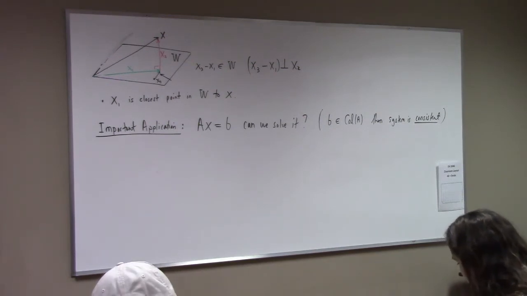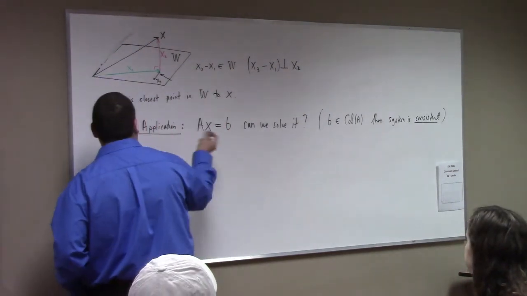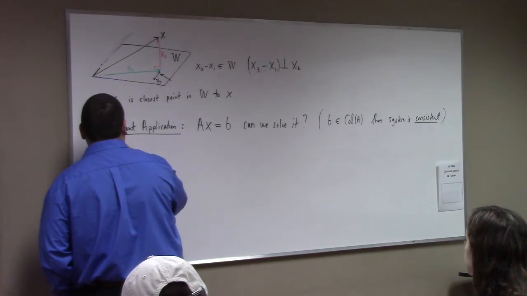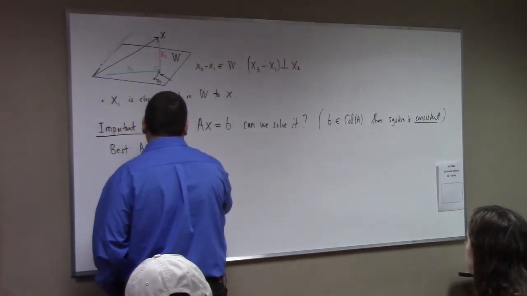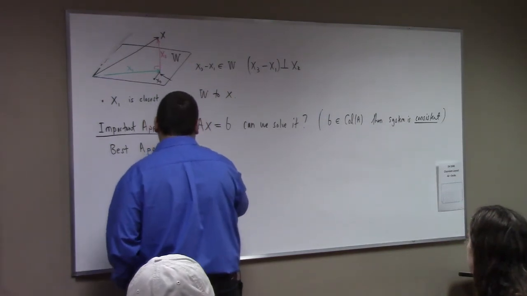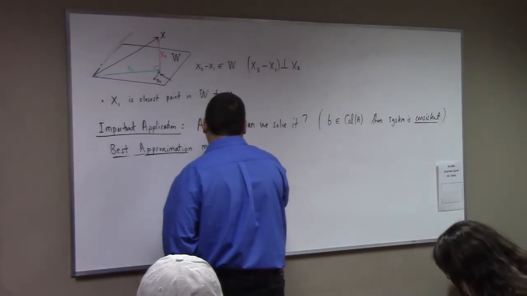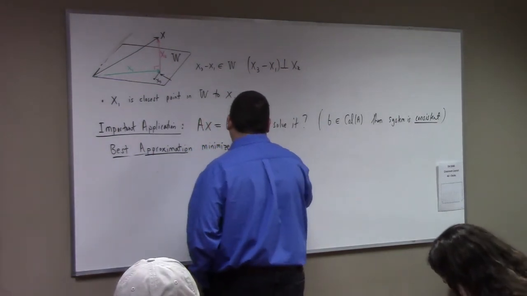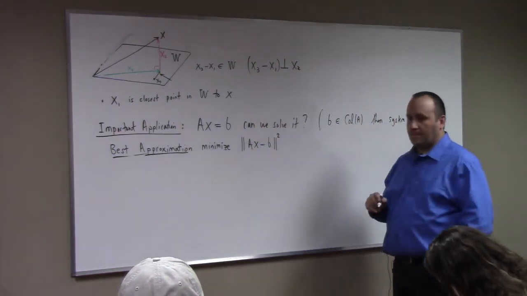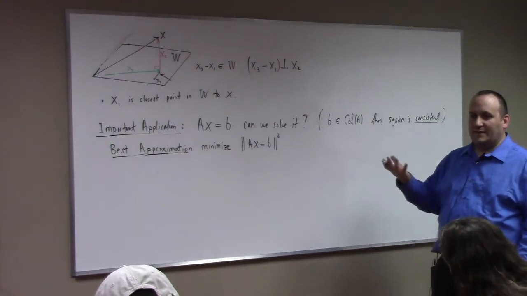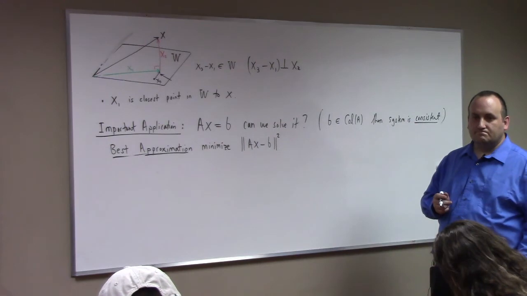But what's the next best thing? So, the best approximation, the least squares approximation, although we tend to call it the solution, would minimize what? The length of Ax minus b, squared. So we'd like to make that as small as possible. That's essentially the length of the error squared.